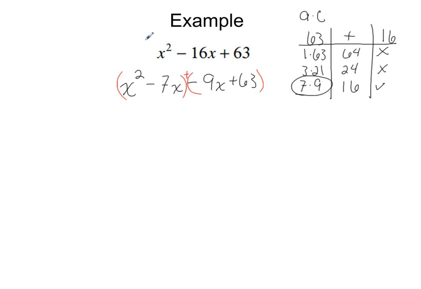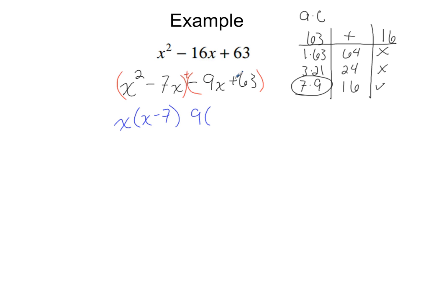All right, so I'm going to go through and factor out my GCF. So the GCF of x squared and negative 7x is x. So when I factor that out, I get x minus 7. The GCF of negative 9x and 63, well, I know 9 times 7 is 63, so that's going to be 9. And when I factor it out, though, looking at my signs, the signs in this one are positive then negative. The signs in this one are negative then positive.